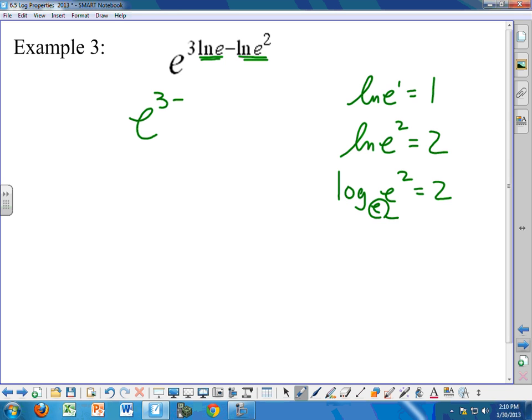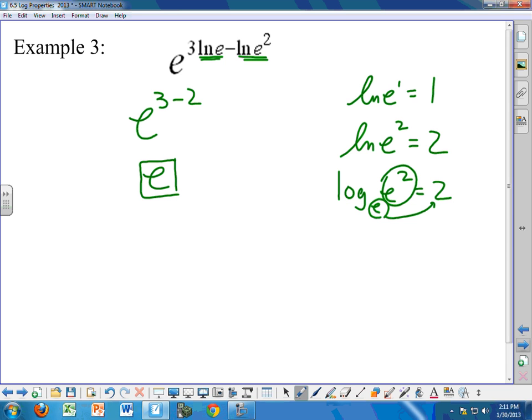What's the power of this e that would make that answer? By definition of logarithm, we're looking at what is the exponent of that e value. So that becomes 1. So the answer is e to the first, or e. And that's the answer for example number 3. Moving on to the next portion.